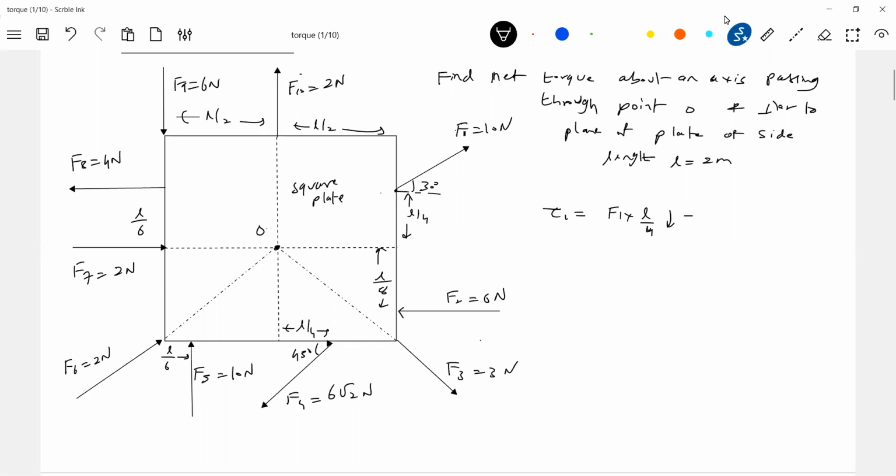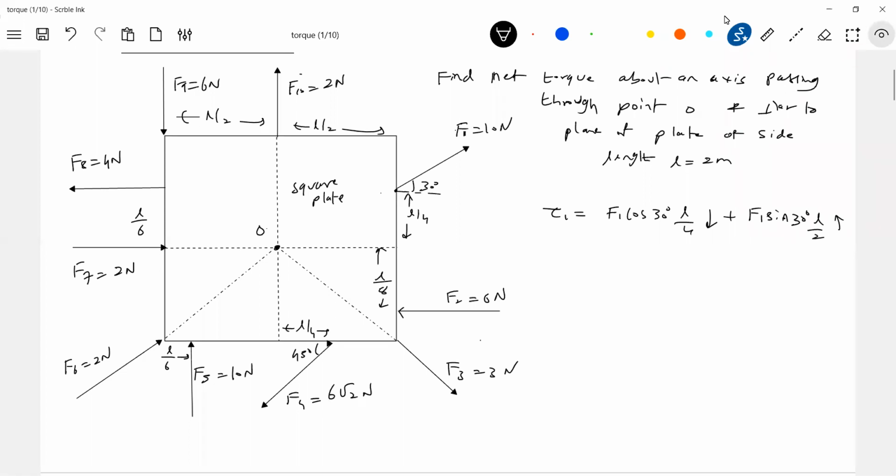Then F1y, or again xy, a lot of calculations will be done directly. I'll resolve this force: F1 cos 30 into L by 4. This will be clockwise. What about the other component? F1 sine 30. What should be the perpendicular distance? It will be L by 2. Please try to understand.